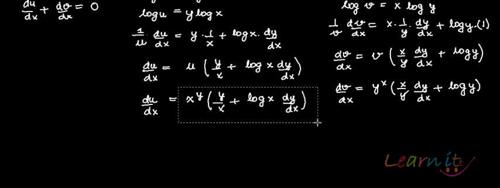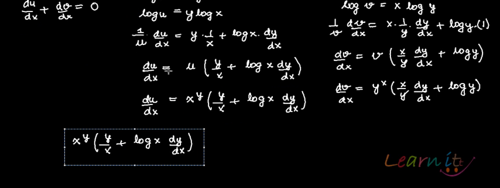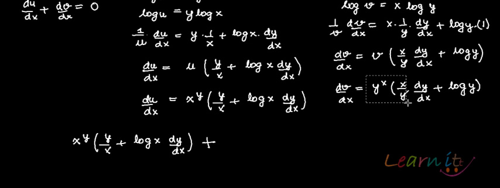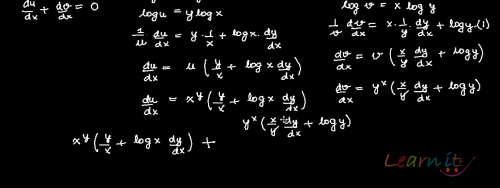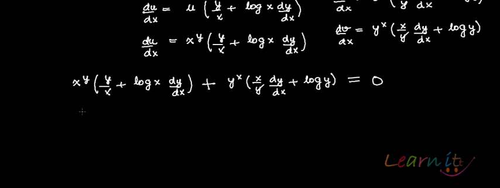So just doing this, this plus this one here will give you equal to 0. I've done nothing. I've just substituted du by dx which I found and dv by dx which I found into that equation.